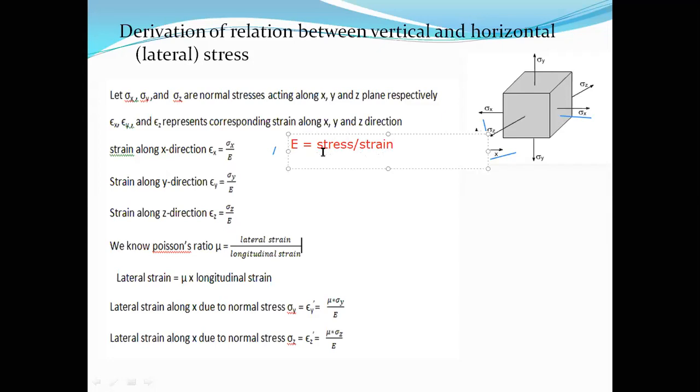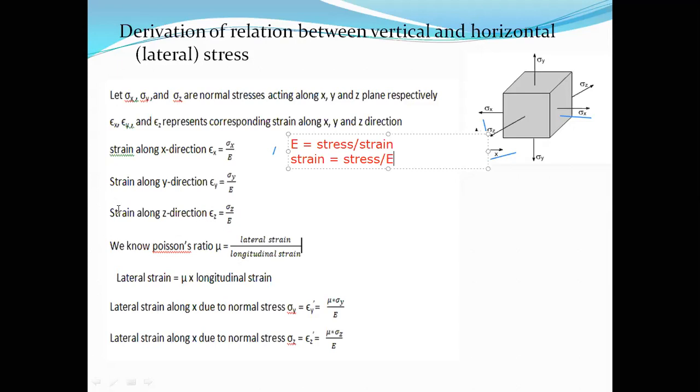So if I want to find out the strain, what should I do? Strain is equal to stress divided by Young's modulus. So the strain along the x direction, epsilon x, is given by the stress along the x direction, sigma x, divided by Young's modulus E. Similarly, the strain along the y direction, epsilon y, is equal to sigma y by E, where sigma y is the normal stress acting along the y direction. In the same way, the strain along the z direction, epsilon z, is equal to sigma z by E.